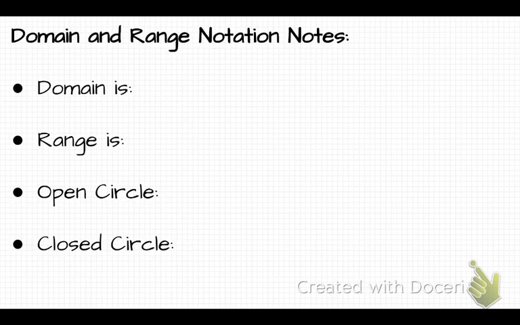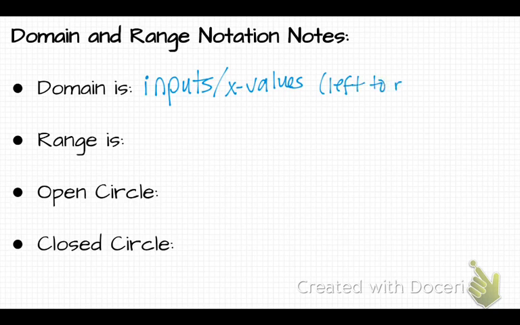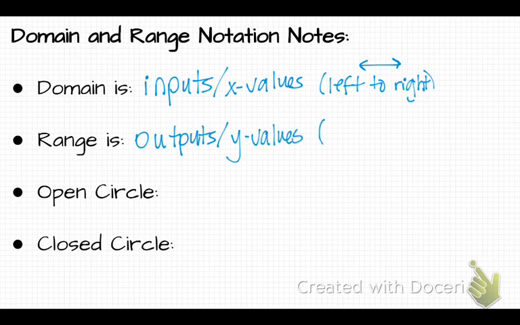Okay, here's the last thing we're going to write. Domain is what? What is domain? How do I identify domain? Those are my x values or my inputs. So we're going to write inputs or x values. And that comes from left to right. That's how we read it. Then what does that mean ranges? Outputs or y values. Good. And that one's going to be up and down. So that's actually going to be from the bottom to the top.